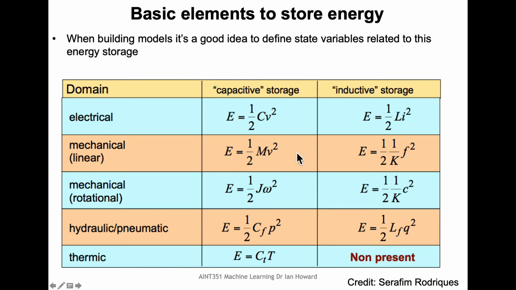If it's a linear system, we care about the mass, we care about the velocity it's moving at in order to calculate the energy in the system. Rotational systems are similar, except we care more about rotational velocity than linear velocity. And we have pressure and temperature in pneumatic and thermal systems, and so on.